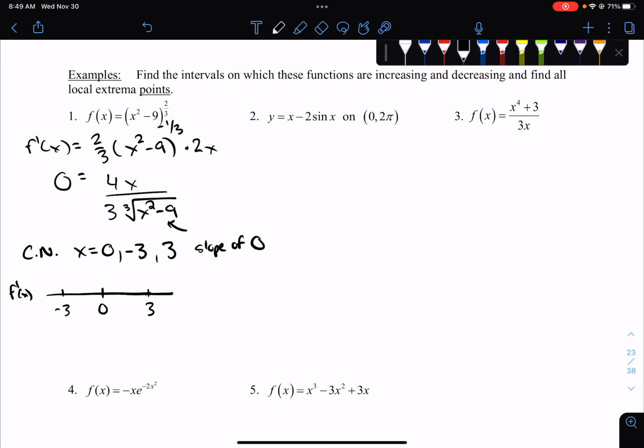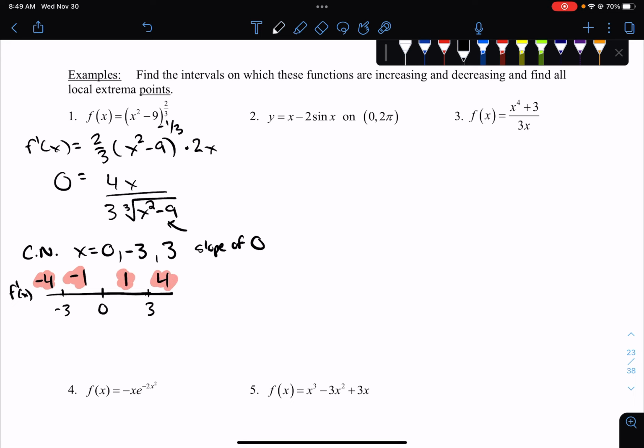So, for example, I'm interested in what's happening in between 0 and 3, and in between 0 and -3, so at a number like -1. And maybe what's happening at 4 and what's happening at -4. So I pick numbers that are in between these different intervals, and I'm going to use what's called the first derivative test. All that means is I'm going to pick these numbers, -4, -1, 1, and 4.